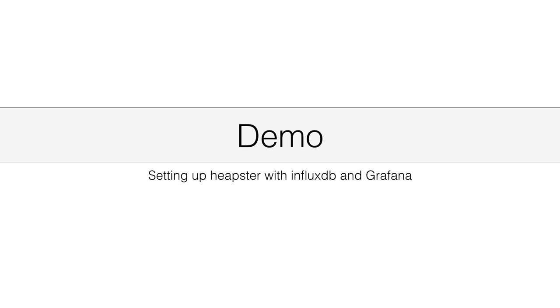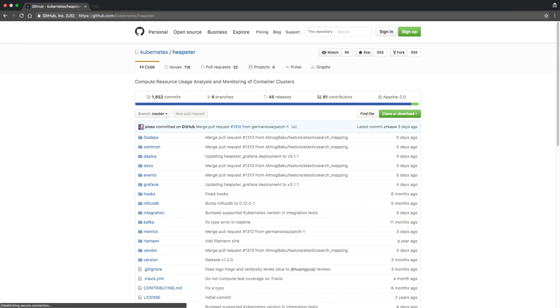In this demo, I will show you how to set up Heapster with InfluxDB and Grafana. You first need Heapster, which you can download from github.com Kubernetes Heapster.